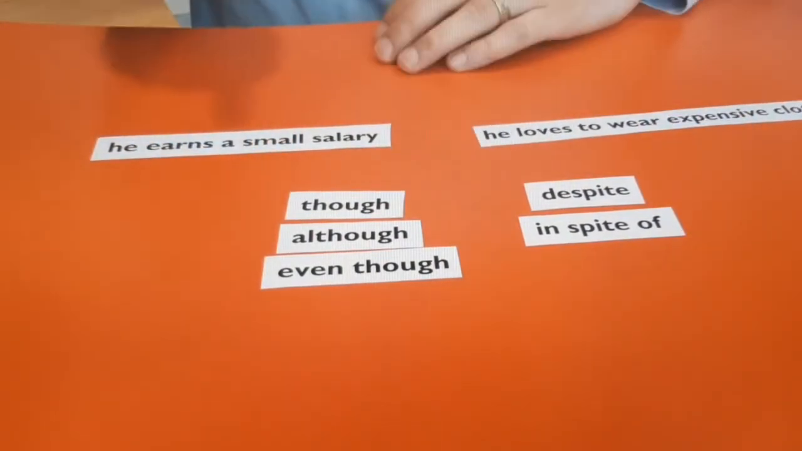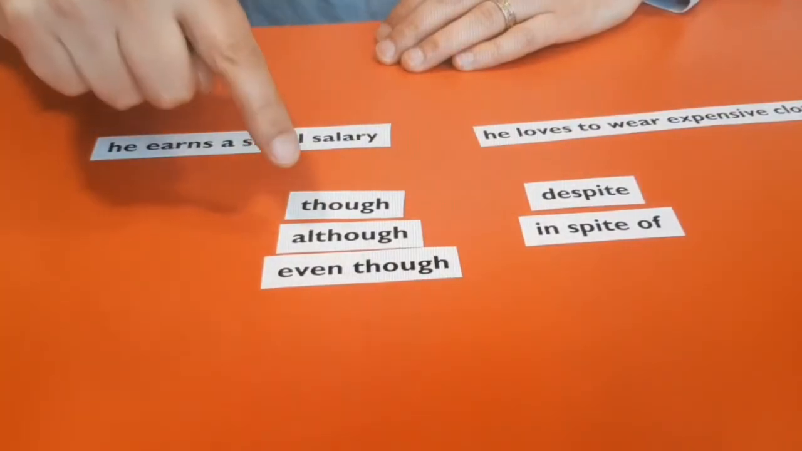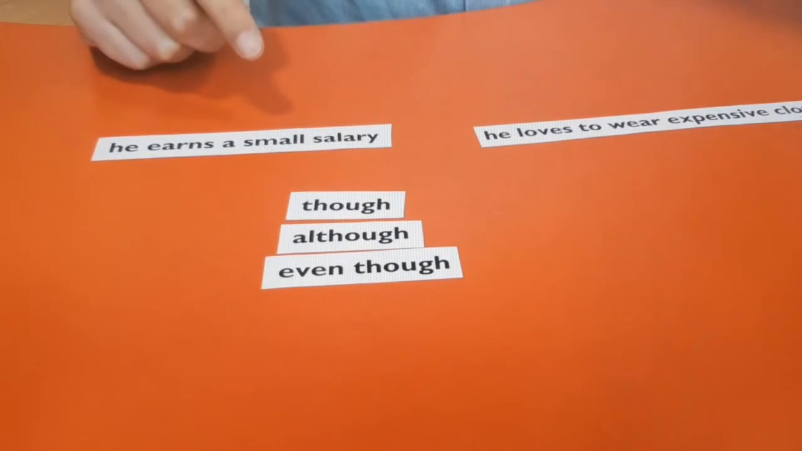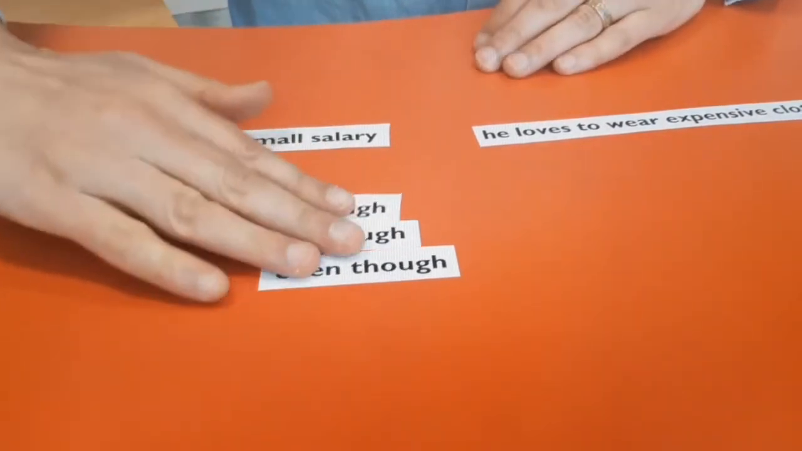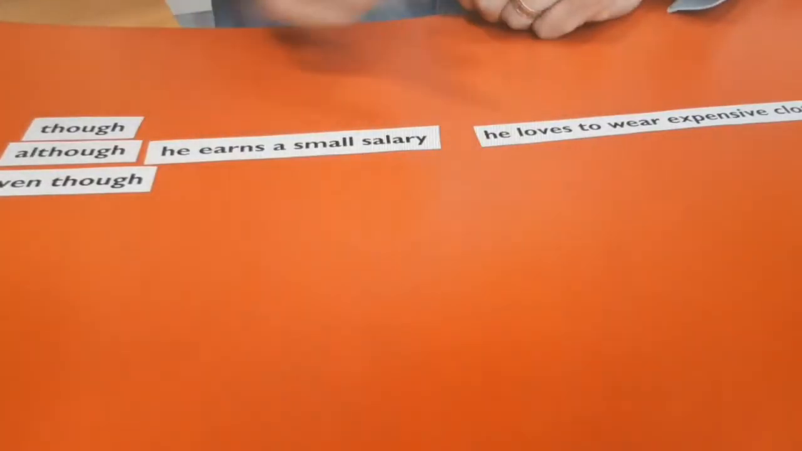He earns a small salary. He loves to wear expensive clothes. They're actually clauses, yeah? They function as clauses. And only one group of these linking words can go with clauses. Which are they? This group here. Let's move that to one side. So, we can put these either at the beginning or the middle, in front of this clause or this clause.